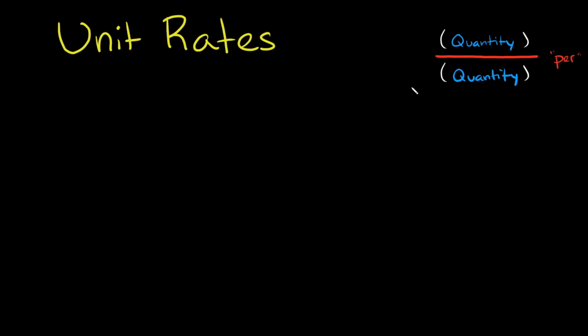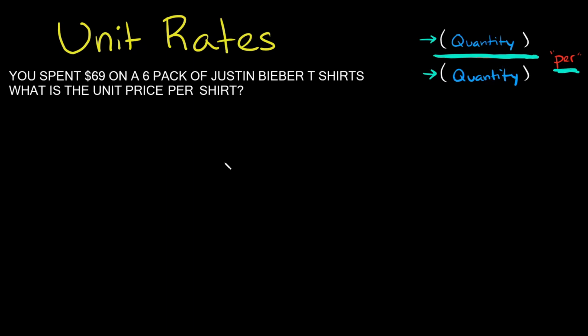Now, the only trick to this really is figuring out which quantity we put up here and which one we put down there. And also, I want to make sure that you understand this fraction bar right here represents the word per, which is really important because this word is a key word when we're trying to solve for rates. So let's do this first example and let me show you how this is all tied together.